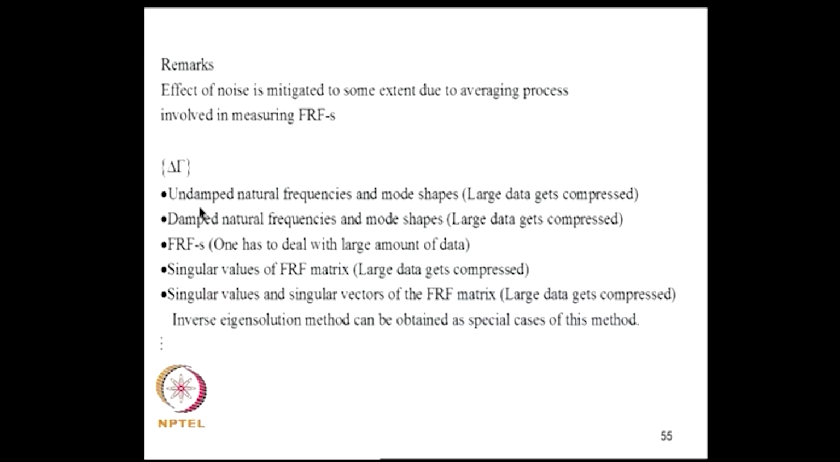But as far as imperfections in the mathematical model itself are concerned, there is no explicit model for the imperfections. So the answers we get on delta p are deterministic in this approach. This delta gamma, if you use undamped natural frequencies and mode shapes, a large data set comprising FRFs gets compressed to a few scalar numbers and a few functions, that is the mode shapes and a few natural frequencies. Similarly, this is also true for damped natural frequencies and mode shapes; again there is a data compression.